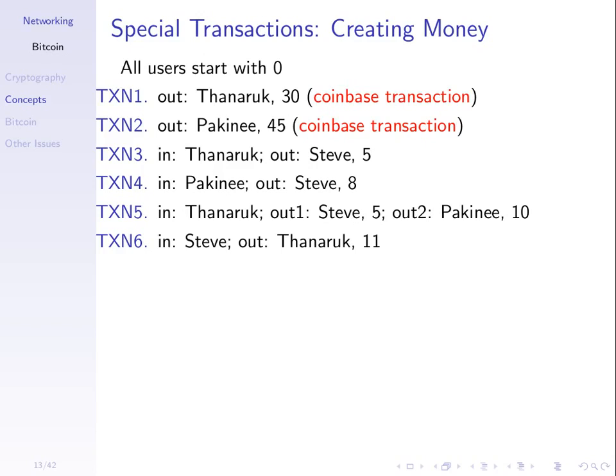So, now, if we assume all users start with 0 and we have a list of all transactions, then we know everyone's current balance. And if we know everyone's current balance, then we can do things like detect if someone's trying to spend more than they have. Okay? Which is the feature we want in a banking system or a payment system.